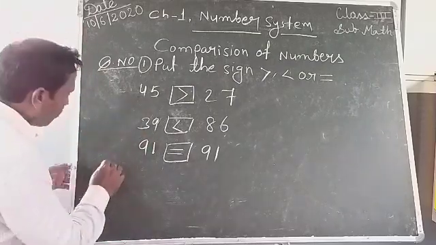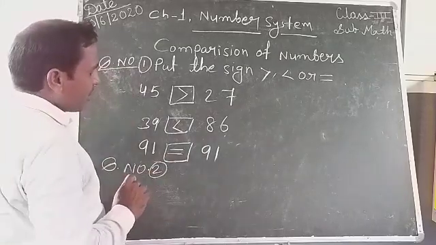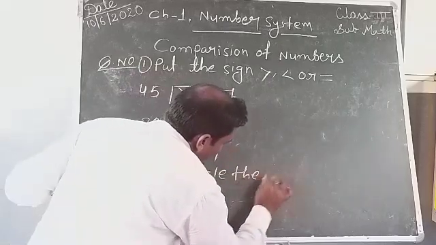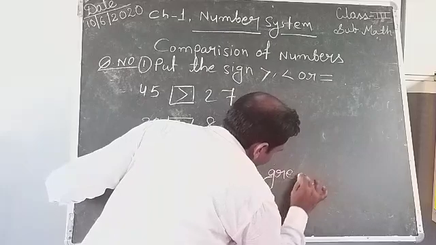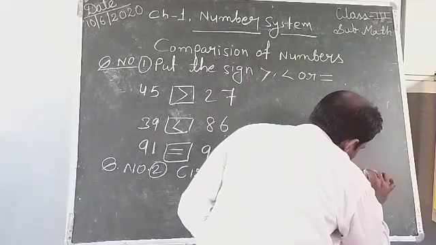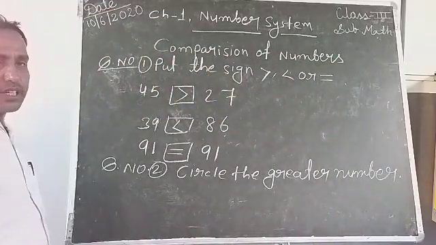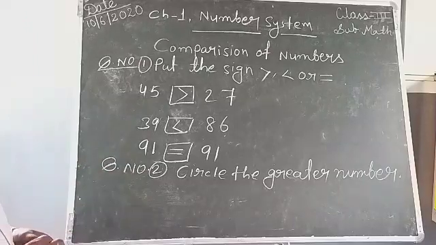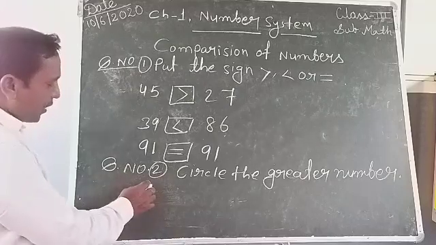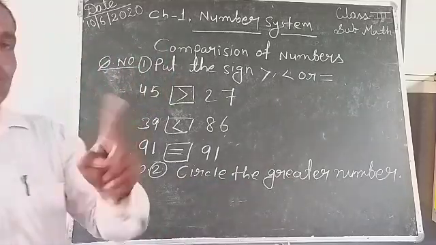Today I teach you some more. Question number 2 is: circle the greater number. Great, greater, greatest. Already we know that when we change the degree, it becomes great, greater, greatest. But here I will write one question, circle the greater number. It means only for comparing 2 numbers.